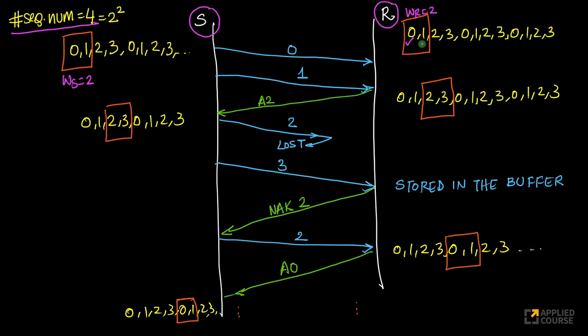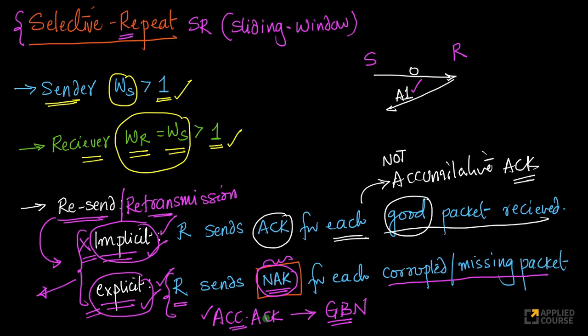Then the sender sends 1. I got 0 and 1, both the frames that I want in my receiver window. Now I send A2, which is an accumulated acknowledgement. Why is it accumulated? I'm not sending one acknowledgement for frame 0 and one for frame 1. I'm sending one acknowledgement for both of them, and that's perfectly valid.